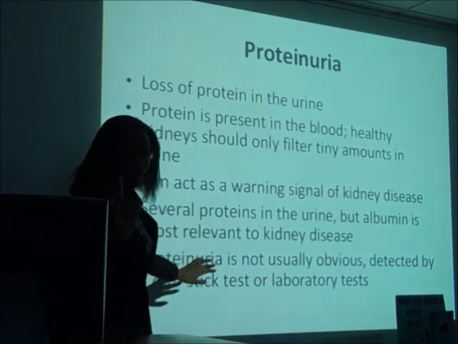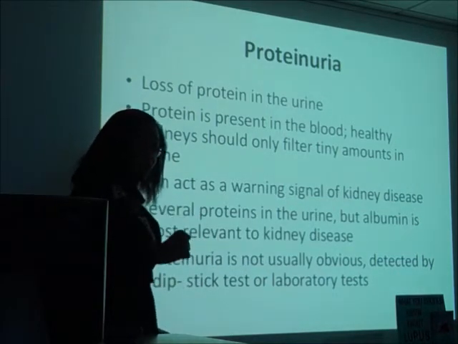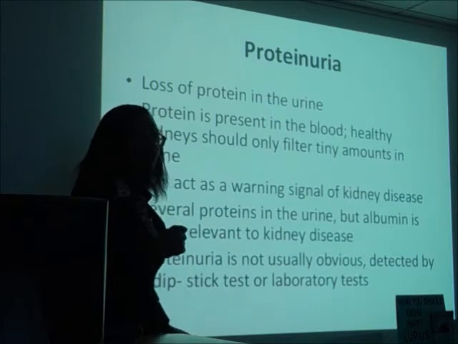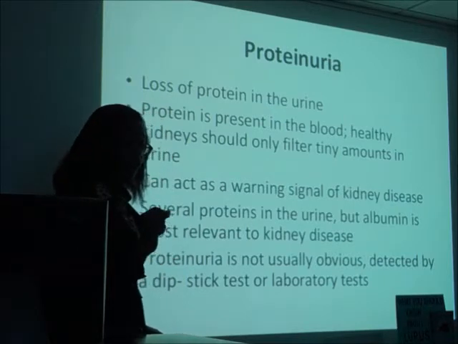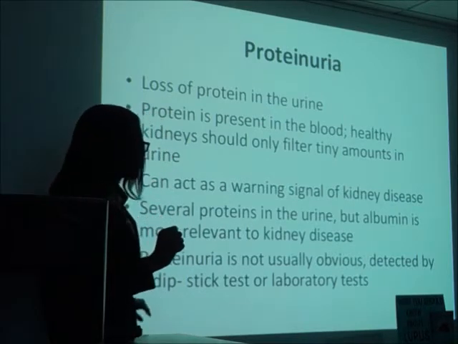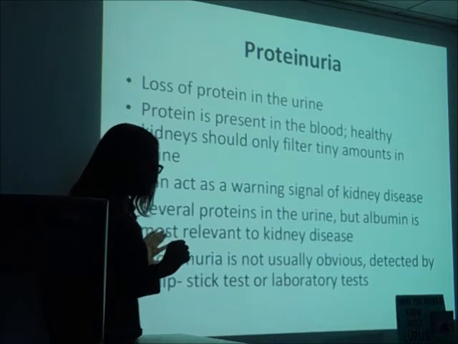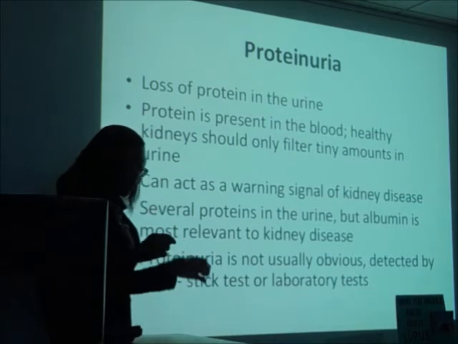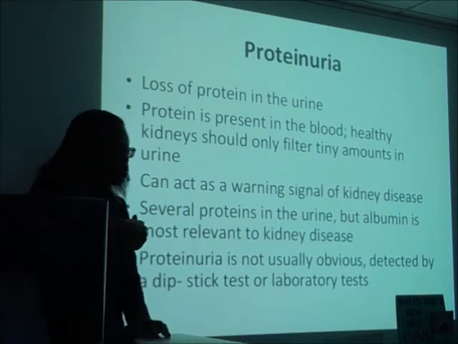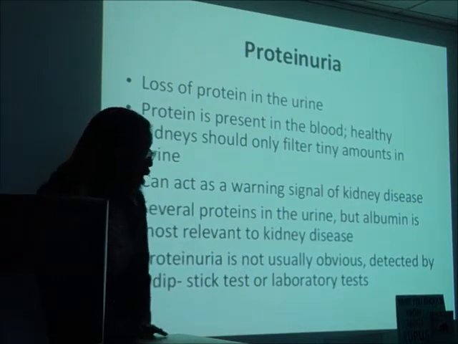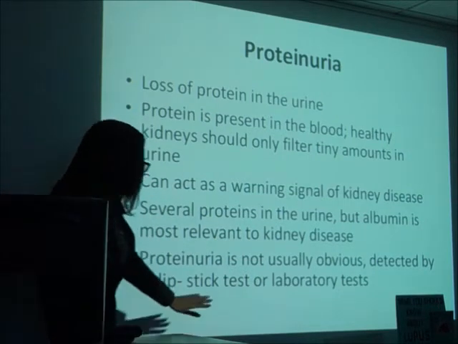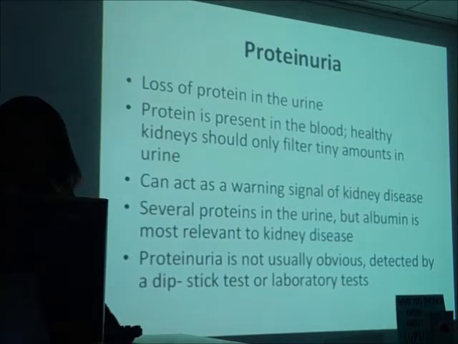How can we detect it at home? If you pass urine and you find your urine is frothy, that's a sign of proteinuria. And it can easily be checked. It can be checked with just a simple dipstick, which most of the clinics in the hospital do anyway. But also it can be sent to the laboratory for testing.